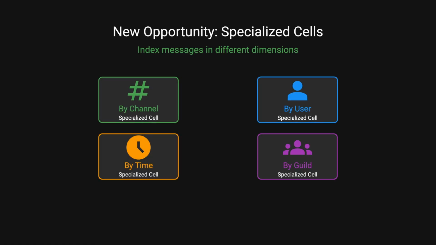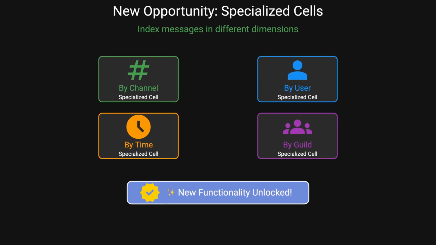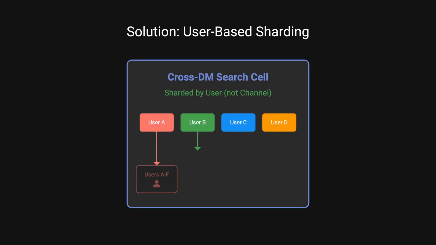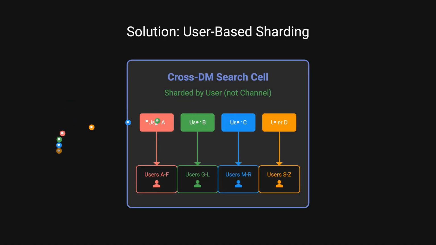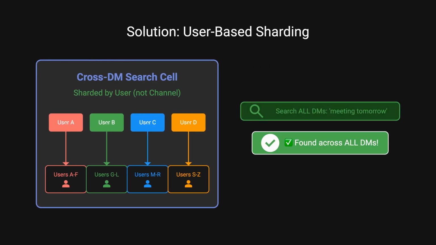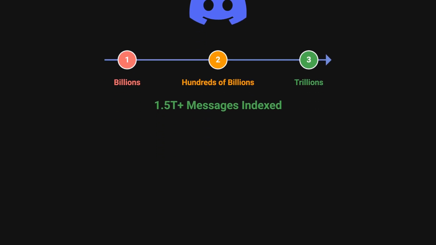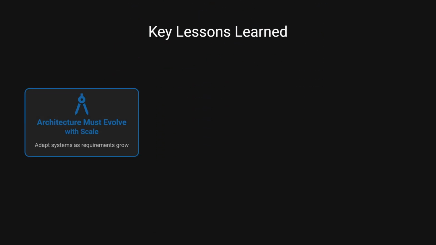They also took this opportunity to implement new functionality. By creating these specialized cells, Discord could now index messages in different dimensions. This enabled a highly requested feature, cross-DM search. By creating a dedicated cell where messages were sharded by user rather than channel, users could finally search across their direct messages at once. Discord's journey from billions to trillions of indexed messages teaches that architecture must evolve with scale.